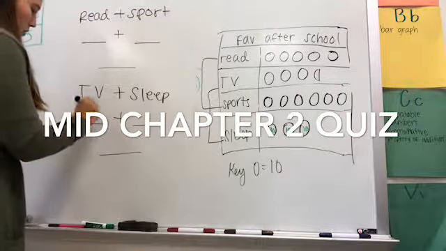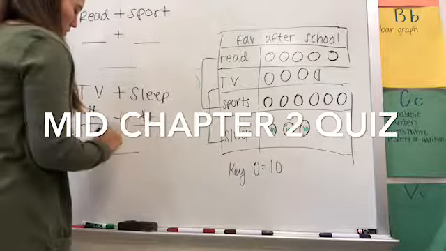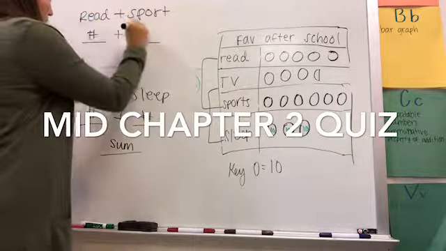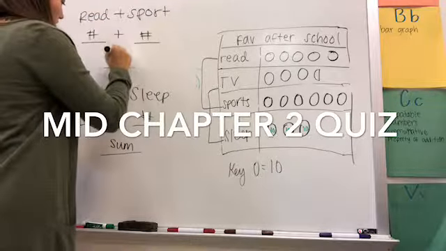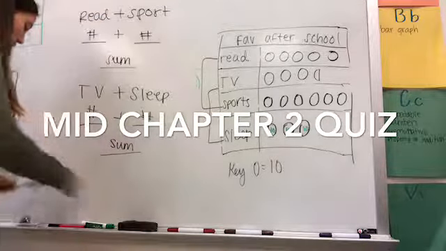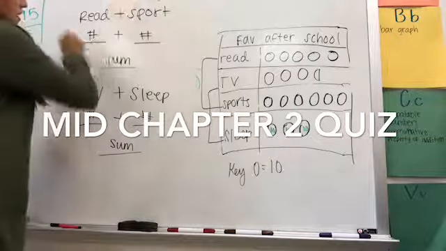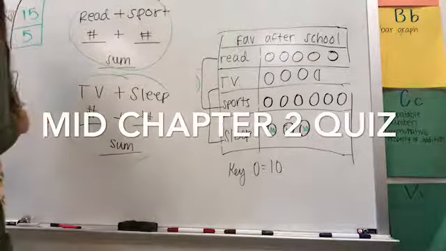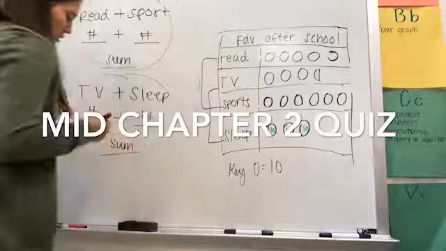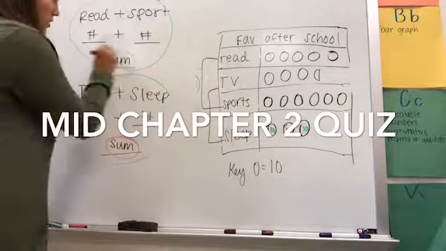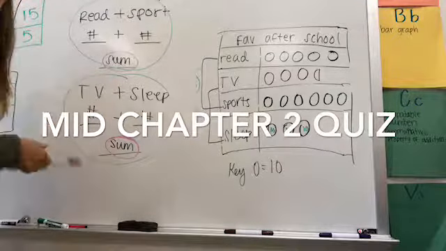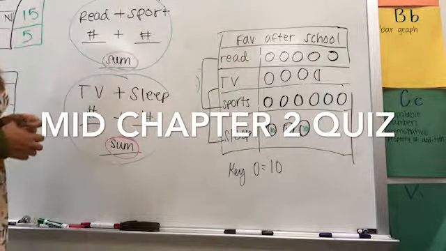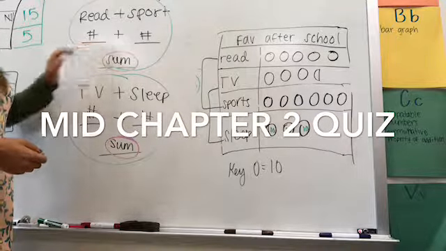So I'll put number, sum, number, sum. So this equals one number and this equals one number. My next step is I need to take this number here and this number here and compare them. I need to find how many more students chose these than this.